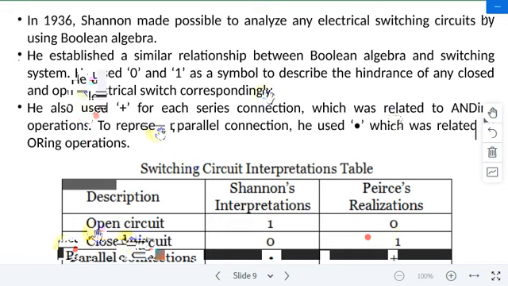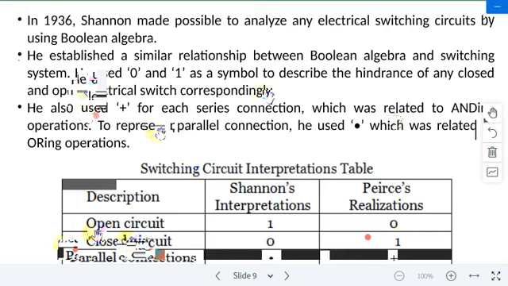And look at the parallel connection. Parallel connection means A or B. So in parallel connection, Shannon uses dot, but Price uses plus, and in series connection Shannon uses plus and Price uses dot. So look at that, the different representation. Though Shannon's work is from 1938 and Price's is much earlier, till now we use the Price realization.